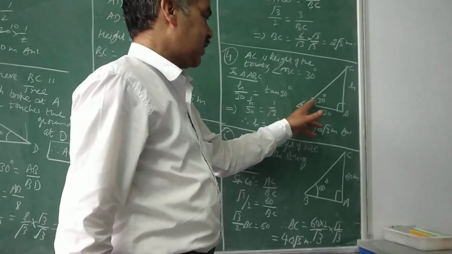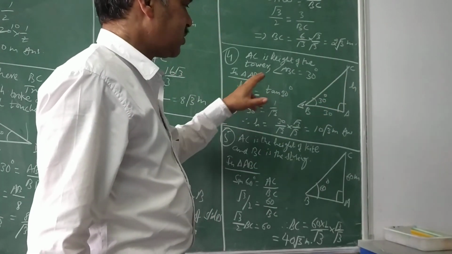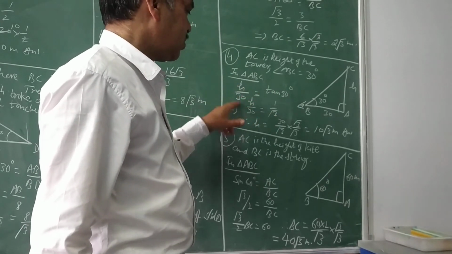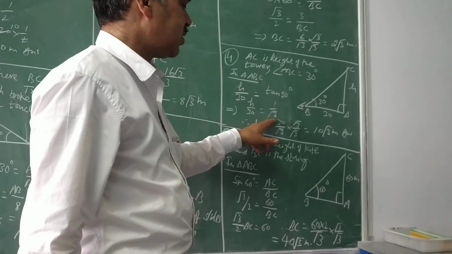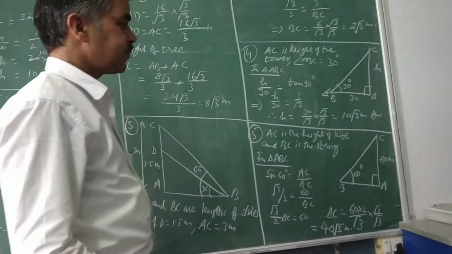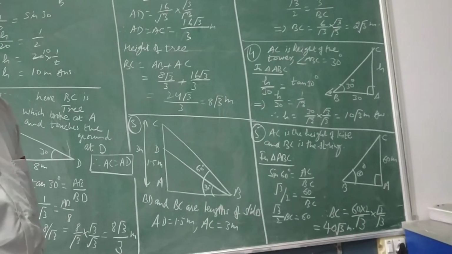So again, if the angle is here, this will be the perpendicular, this will be the base. So h upon 30 is equal to tangent 30, and then I need to calculate h. You just apply the value of tangent 30, do the calculation, and you will be getting the height of the tower. That will come to 10 under root 3 meter.